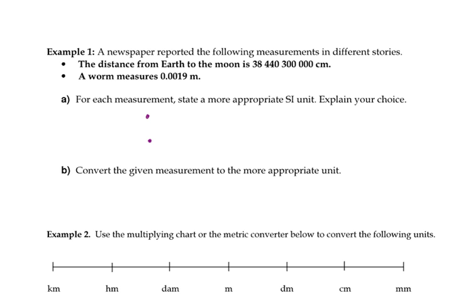What's a more appropriate unit for the distance to the moon? Instead of centimeters, what would be more appropriate? Kilometers, yeah. That's how we actually describe the distance to the moon. It's in kilometers. Okay, now this is for a worm. Instead of meters, centimeters or maybe even millimeters, it's a pretty small worm. We could try centimeters and then see if it's good.